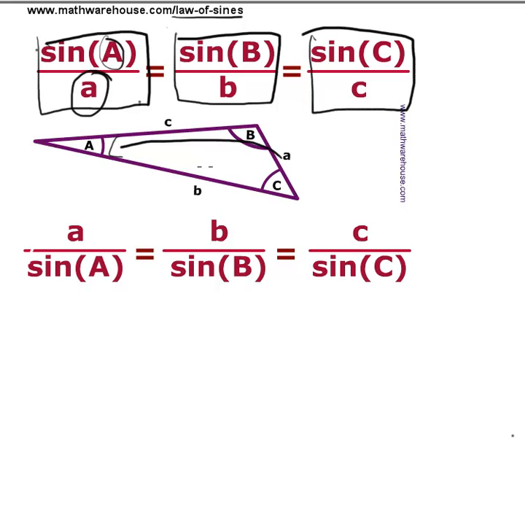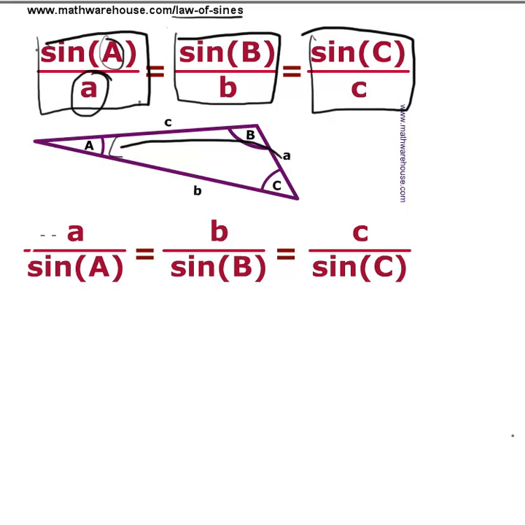And it basically is saying that the sine of an angle over its opposite side is always proportional to any of the other sides' sines and sides. Sine A over its opposite side A is equal to sine B over its opposite side B, and the same for sine C and C.